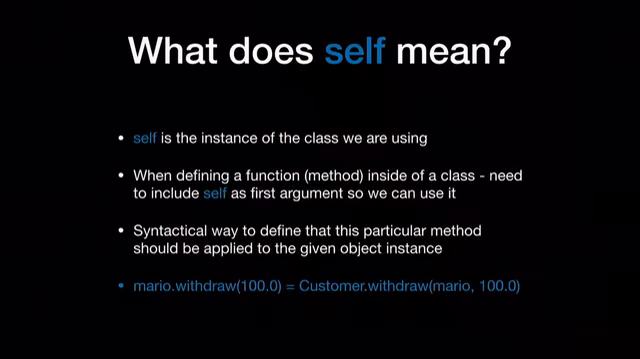Every time you instantiate a class, let's say I have two instantiations of the customer class, customer 1 and customer 2. If you want to withdraw from customer 1, you do customer 1.withdraw. If you want to withdraw from customer 2, you do customer 2.withdraw, right? So then you know you're withdrawing from that specific instantiation of the class. Does that make sense?